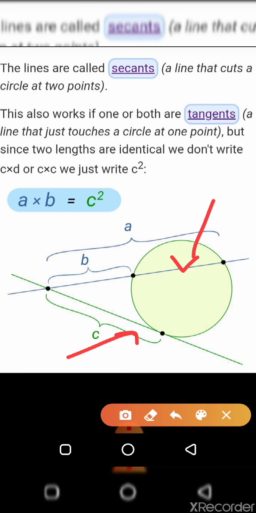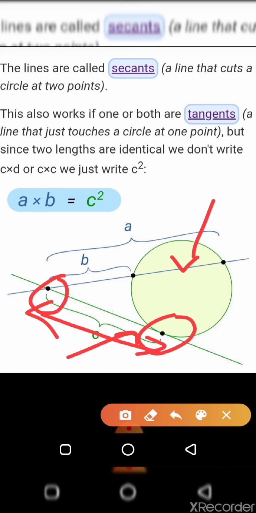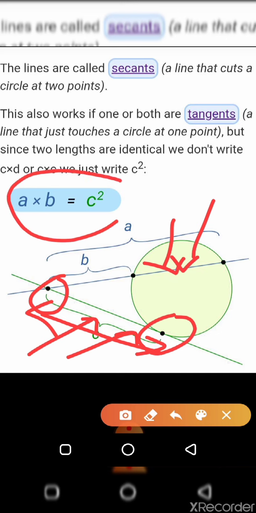So we have said that since a tangent will touch the circle at just a particular point, the secant theorem still applies, but we'll be looking at this point as 1. So the distance from here to here will take up our C times D. So that will be C times C. So that will be C squared. So if you have a tangent and a secant, the formula will be A times B equals C squared.